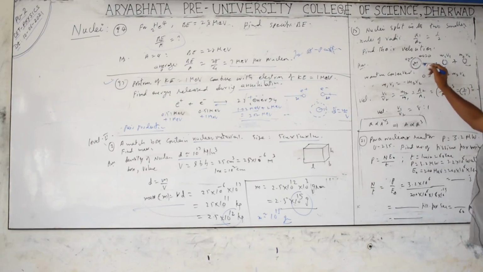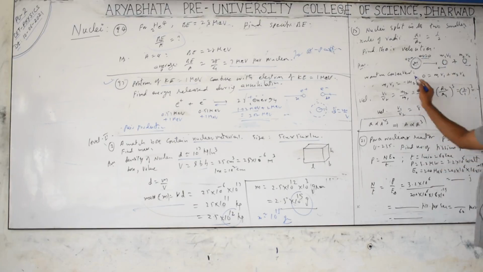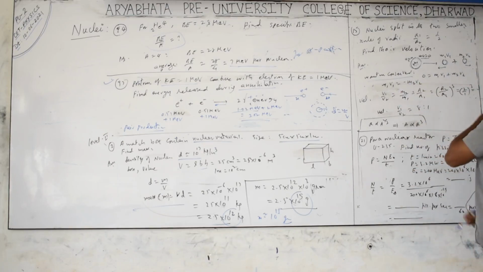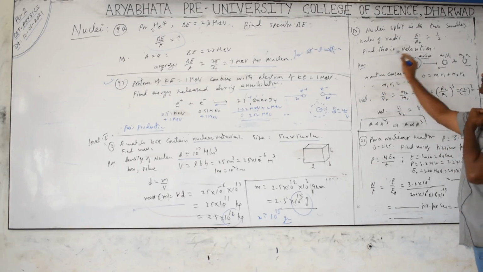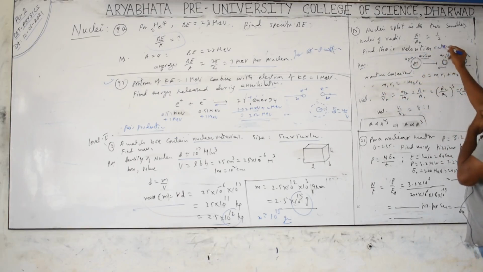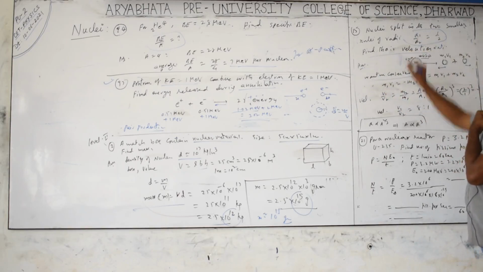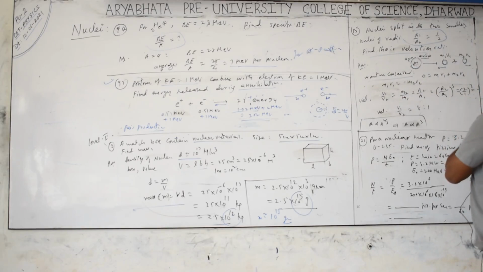Initially the nucleus is at rest, so velocity is 0, mass is m, and initial momentum is 0. Momentum is conserved because the force is internal, so total momentum before equals total momentum after. 0 equals m1 v1 plus m2 v2. So m1 v1 equals minus m2 v2, where the minus indicates they are moving in opposite directions. You are asked to find the ratio of their velocities. You are given the radius ratio, and asked to find the velocity ratio.